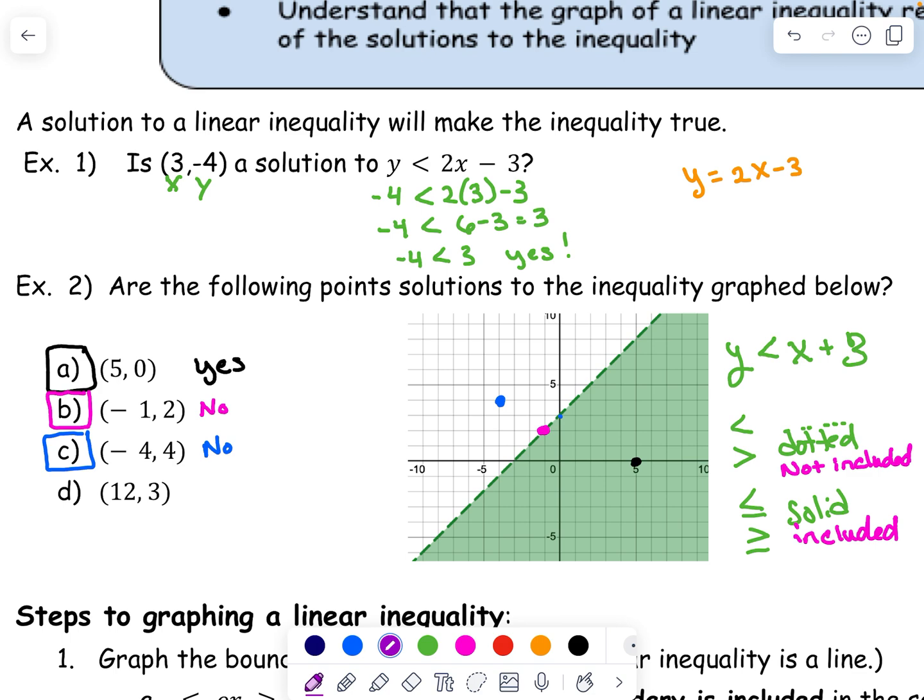All right, now we're going to look at 12.3. And oh my gosh, it's off our graph. It is off our graph, but you can see that it's basically right here somewhere, right? Well, that means that it's in our shaded plane, the shaded part of our plane. But again, if we don't have the picture, we can just put it right into our inequality, which is 3 is less than 12 plus 3, and so 3 is less than 15. Yes, it's part of our solution.